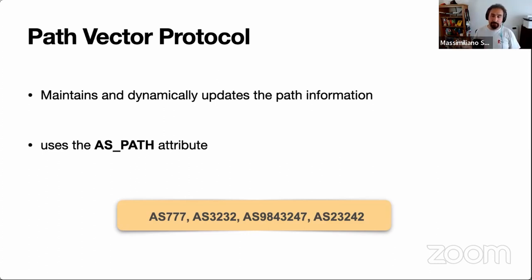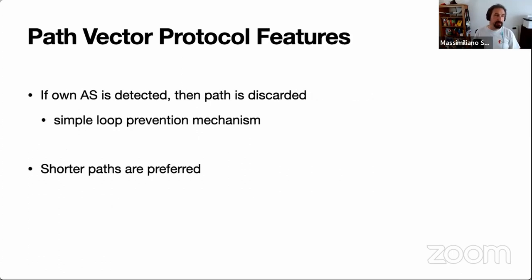This is the main attribute that we look for when BGP has to make its decisions on where to route a certain packet or which route to prefer over another one. There are other attributes, and we'll see them later, but this is the main one that distinguishes reachability.